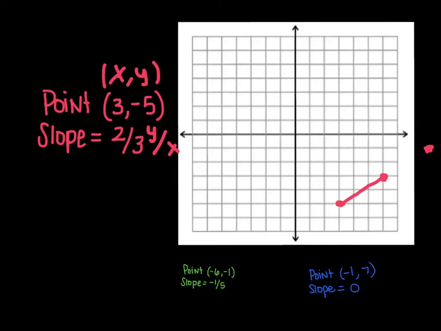I can also reverse it, and instead of going up and to the right 3, you can go down 2 and to the left 3, and that will give you another point as well. So there are lots of points that you can plot just by starting at a point and then going for your slope. Now we're going to do the next one.